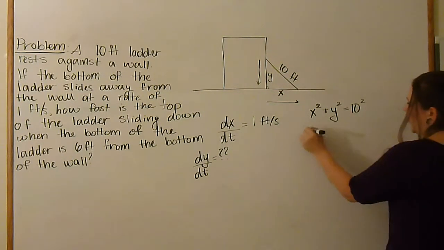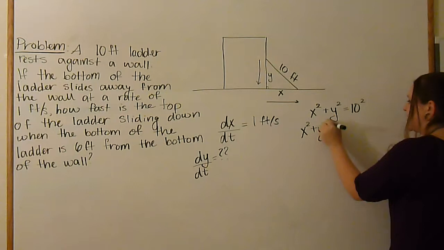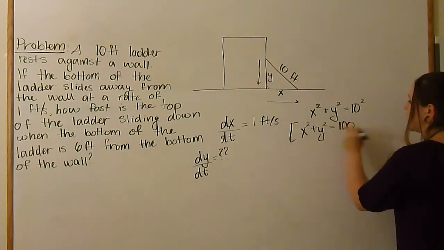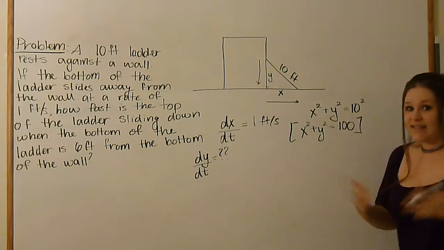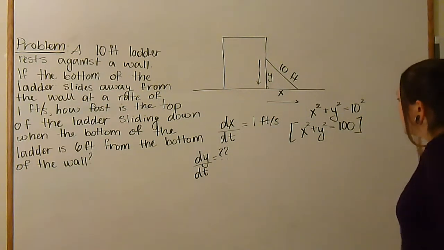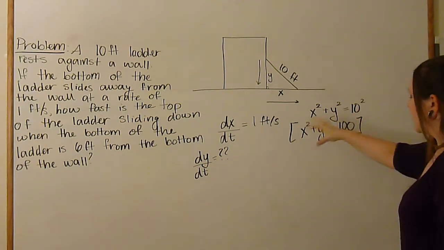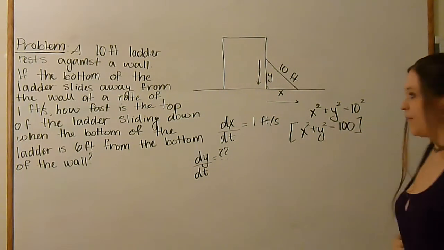Okay, so I can go ahead and write x squared plus y squared equals 100. And this is the equation that relates x and y and t, actually. So what we can do is take the derivative of this with respect to time.